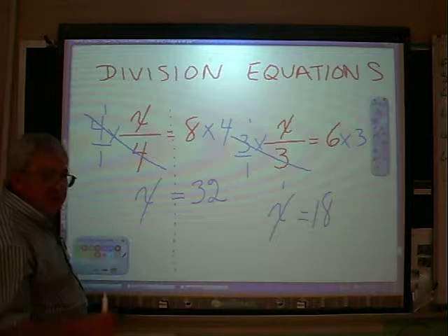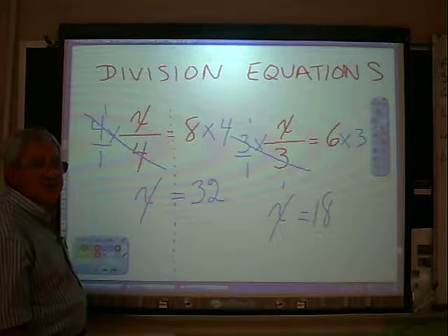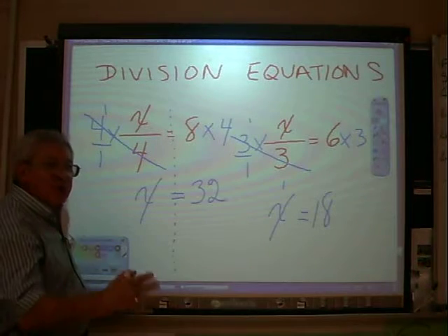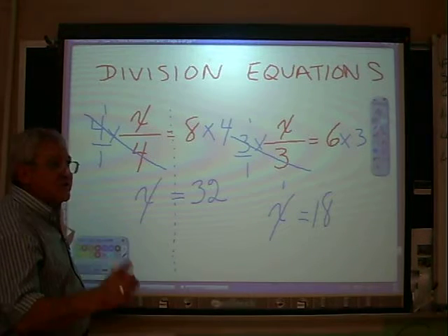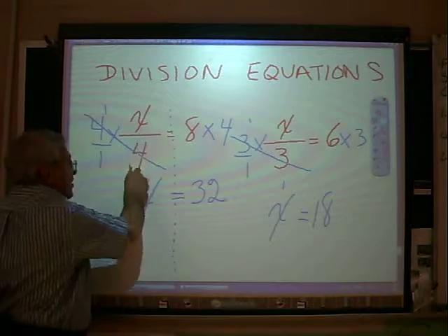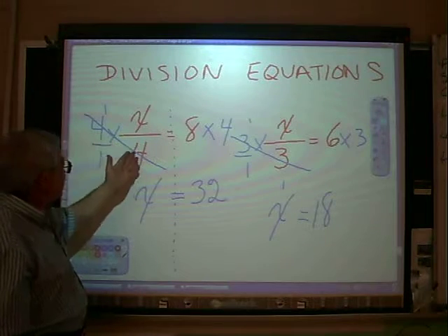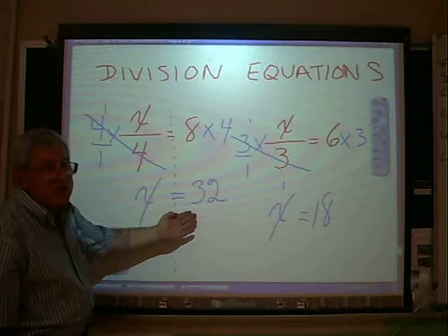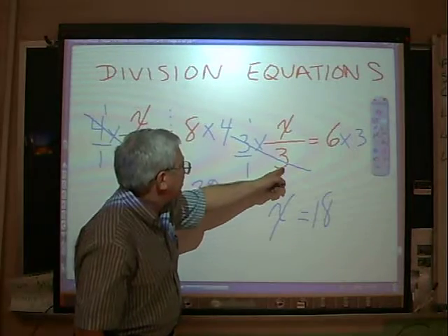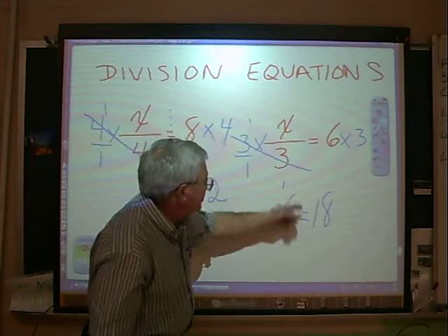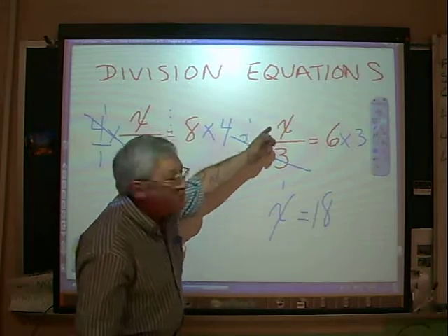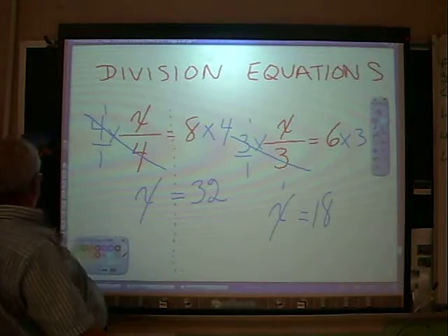Division equations, a little bit tricky. Be careful on a division equation. You may look at it and think you know the answer. Check your work. Always check your work. We multiplied by 4. I got rid of it. X was 32, not 2. Here, we got rid of the divide by 3 by multiplying by 3. X was 18, not some other number.